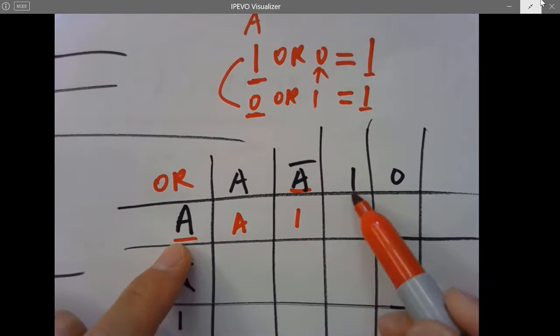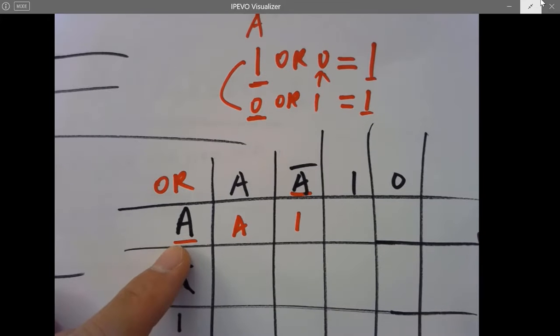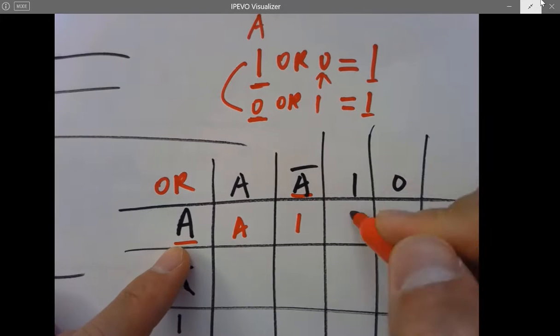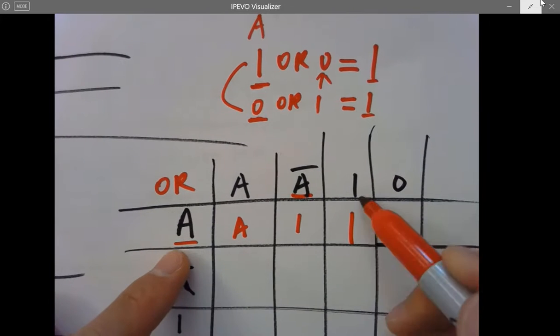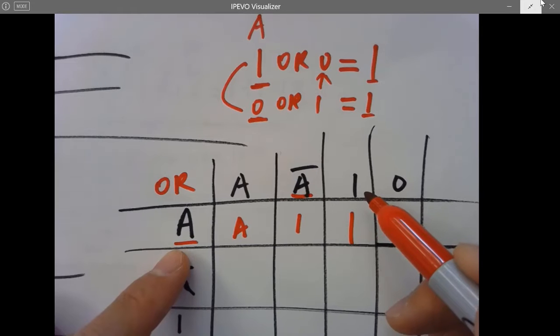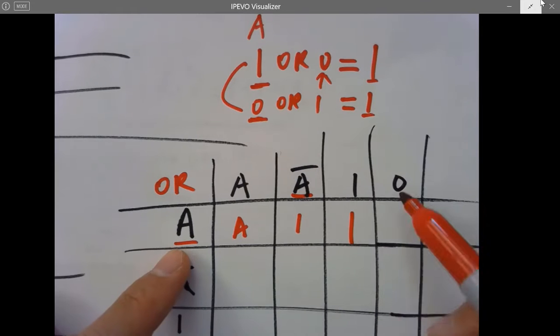What about A or 1? Yeah, 1, because you don't need to care about A. You always get a good player. Just pick up the good player. You'll win the game. A or 0.